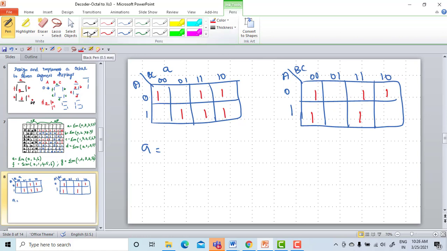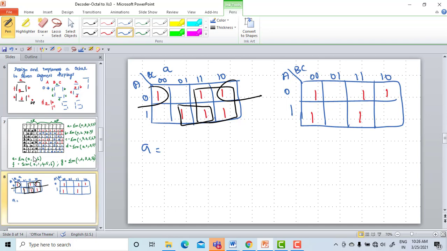Okay, so how will we combine? All these 4 can be clubbed. And then these 2 and these 2. Whereas here you can even take it like this.